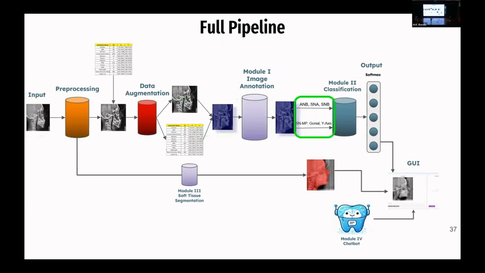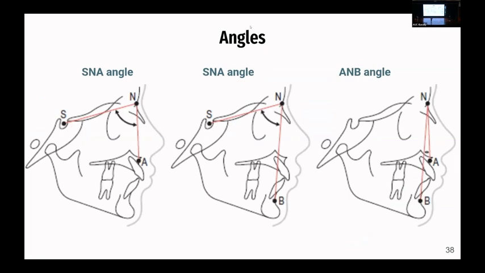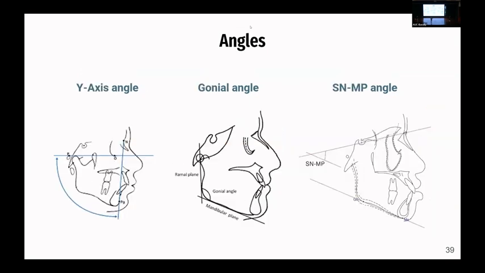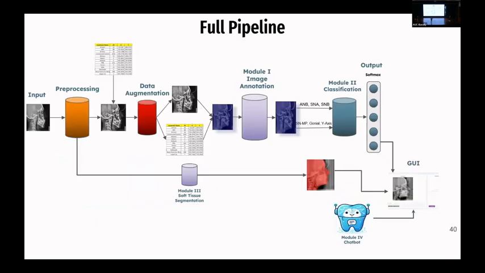After we get all the landmarks from the last module, we calculate all the angles for the second module, which is the classification. As you can see here, these are the important angles that we are comparing, which is SELA-Nasion A angle and the other, SMB and AMB. And this is for the vertical angles, which is the y-axis, the gonial, and the SELA-Nasion mandibular plane. And next in the pipeline is the classification.